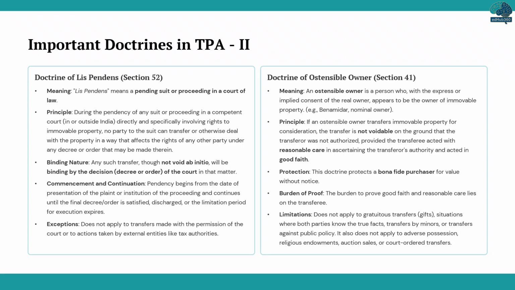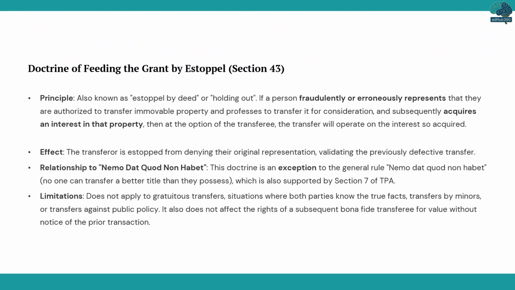Finally, the doctrine of feeding the grant by estoppel, found in Section 43. Also known as estoppel by deed, this principle is an exception to the rule that no one can transfer a better title than they possess. If a person erroneously or fraudulently represents that they are authorized to transfer property and does so for consideration, and later acquires an interest in that property, then, at the option of the transferee, the transfer will operate on that subsequently acquired interest. The transferor is thus estopped from denying their original representation, validating the previously defective transfer.